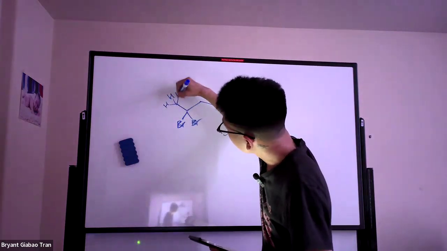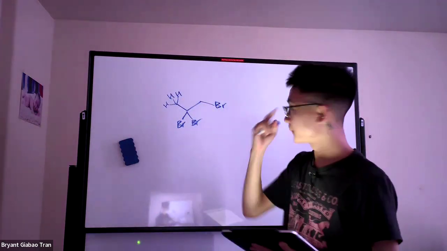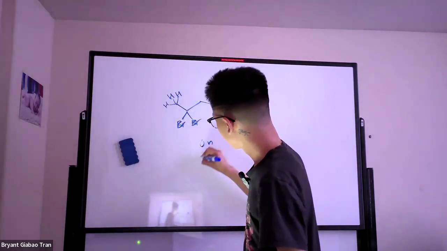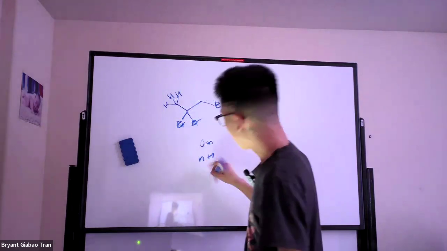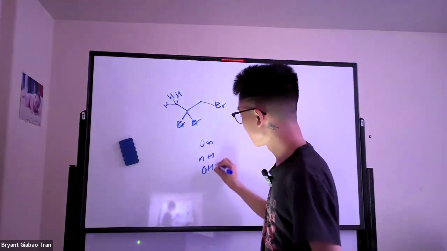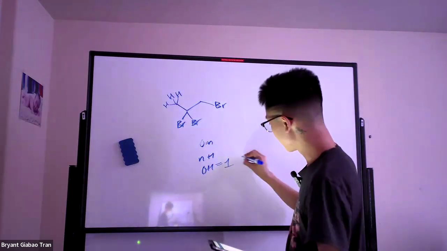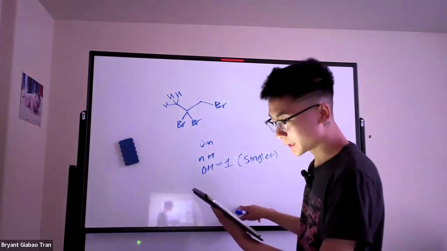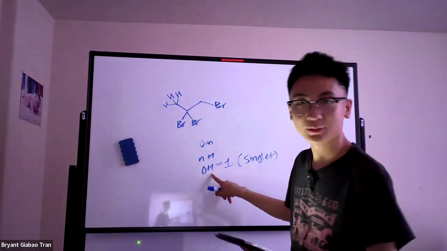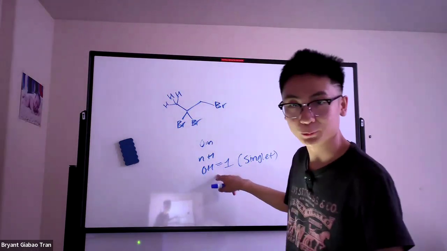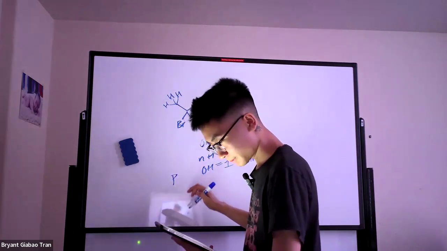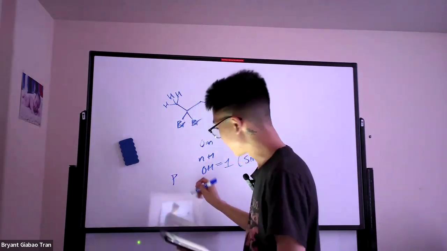How many neighbors do these hydrogens have right here? Zero. Yeah, zero neighbors. So when we do the n+1 rule, n is going to be 0. 0 plus 1 is 1. So this is going to be a singlet, right? It's not going to be no signal, because it will have one signal from the n+1 rule. N+1 is the number of sub-peaks, right?